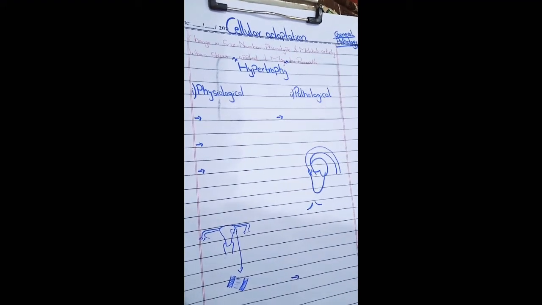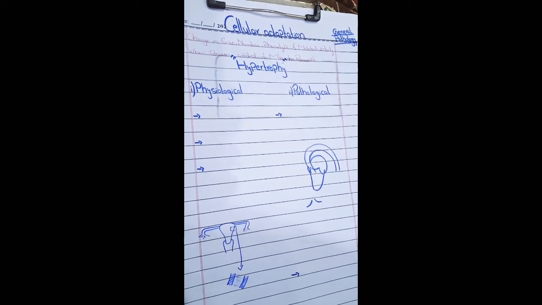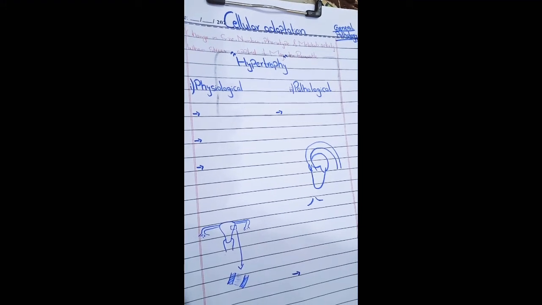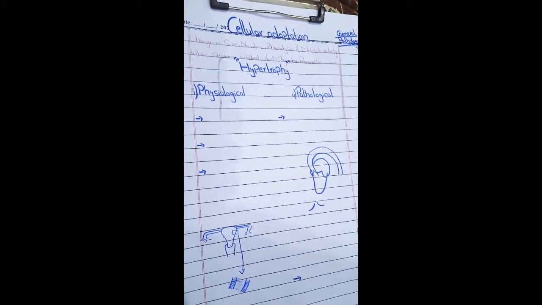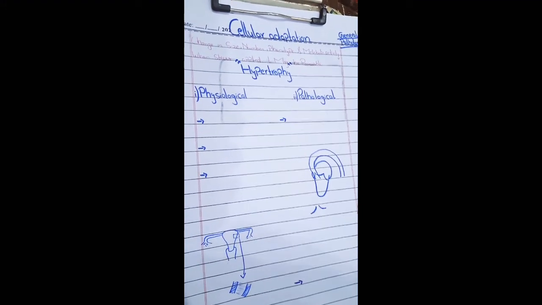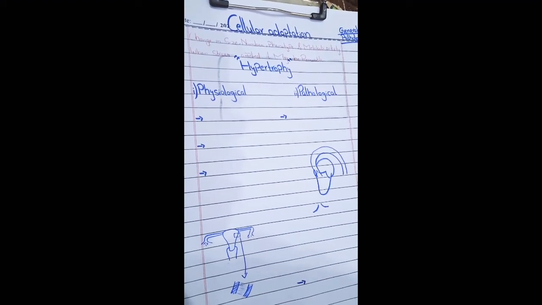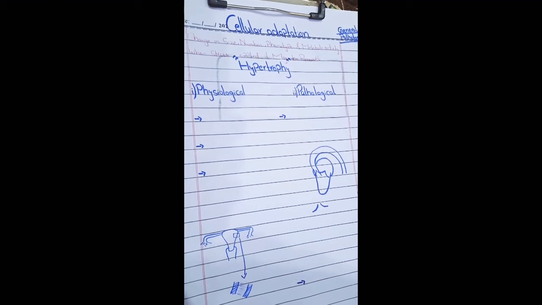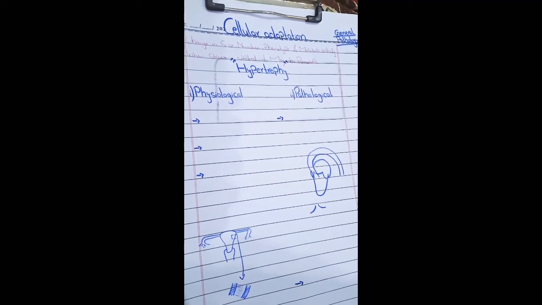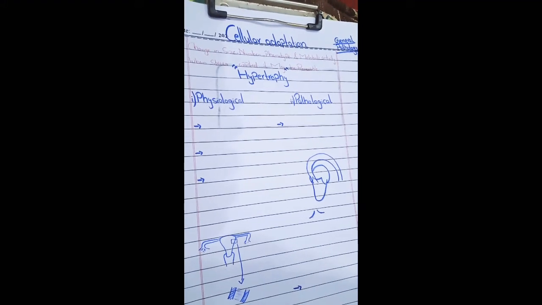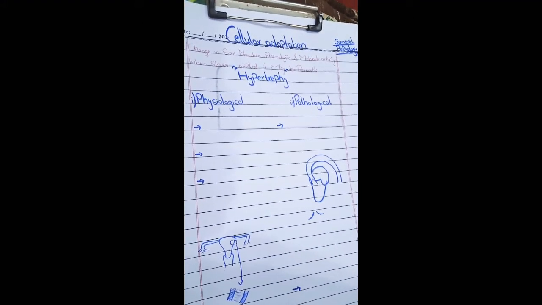This is the General Pathology playlist and the topic is cellular adaptation. So what is cellular adaptation? By definition, cellular adaptation is any change in the cell when stress is applied, and the change may be a change in the size of the cell, in the number of the cells, in the phenotype of the cell, and in the metabolic activity of the cell.